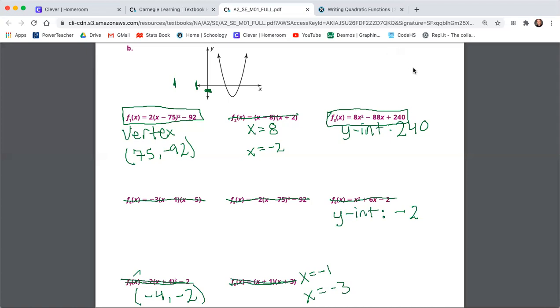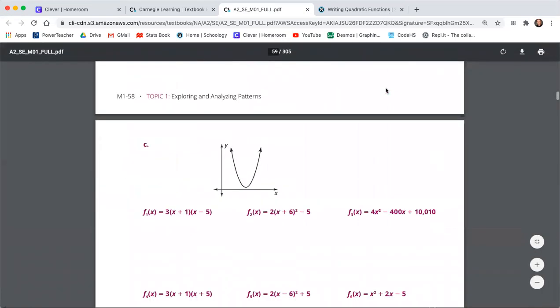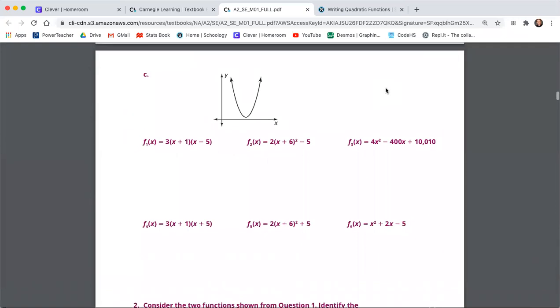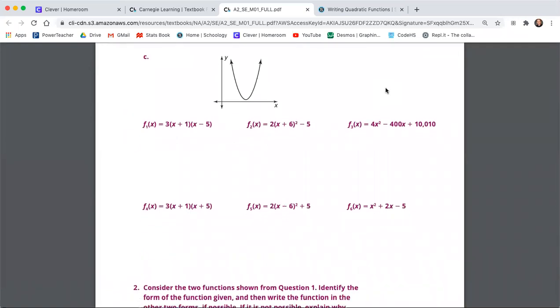Okay, we have one more of these to go through. I'll walk you through it on the next page. This will be M1-59. Okay, part C. Got another function here. So unfortunately, on this one, it's concave up, but I am not seeing any negative coefficients. So we'll have to go through these individually.